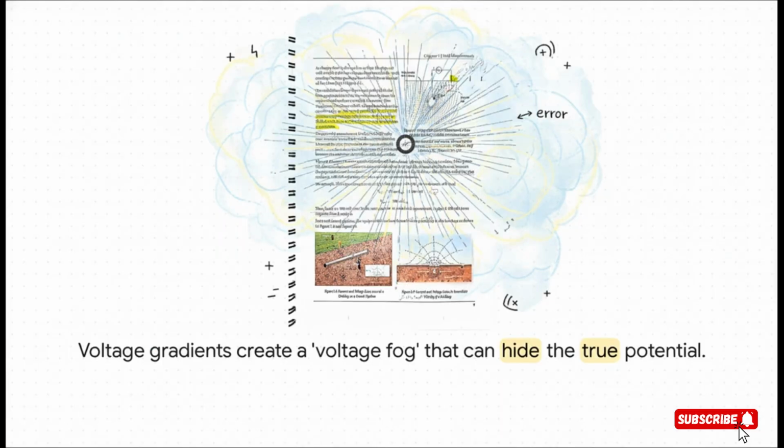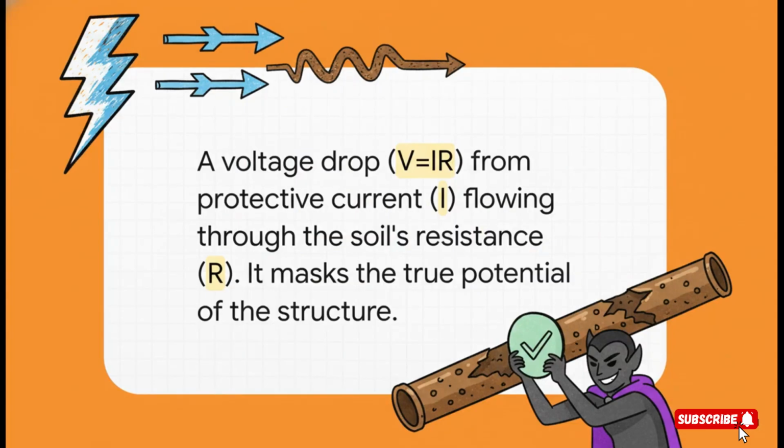This image does a fantastic job of showing the problem. See those lines radiating out from the pipe? That's the protective current flowing through the soil. As it flows, it creates these voltage gradients in the ground. It's almost like a voltage fog surrounding the pipe. Now, when we put our reference electrode down at point A, our meter doesn't just read the pipe's potential. It also picks up the voltage of the soil at that spot. In this specific example, that error adds 100 millivolts to the reading, making the pipe look way more protected than it actually is.